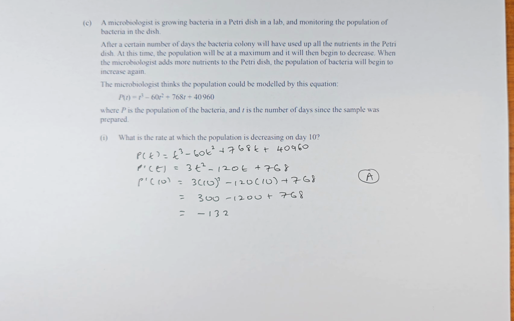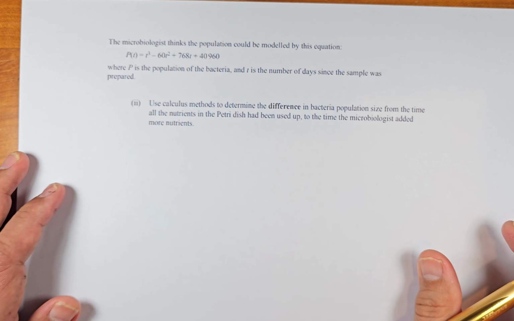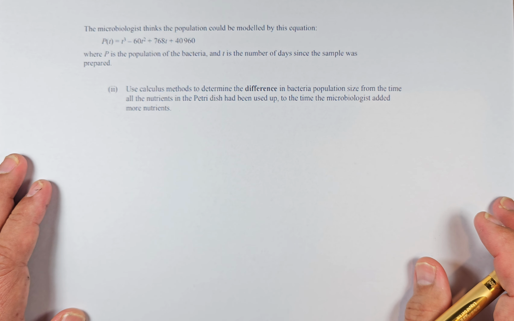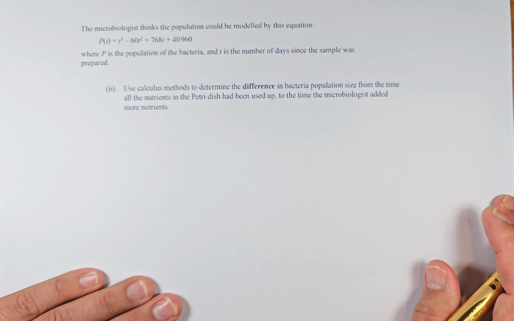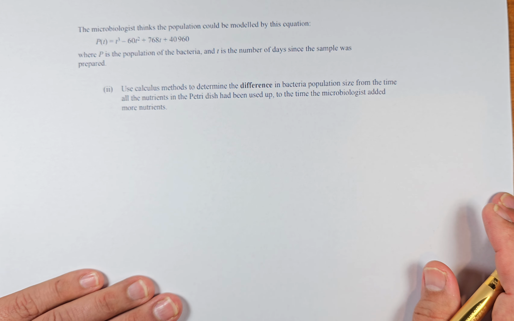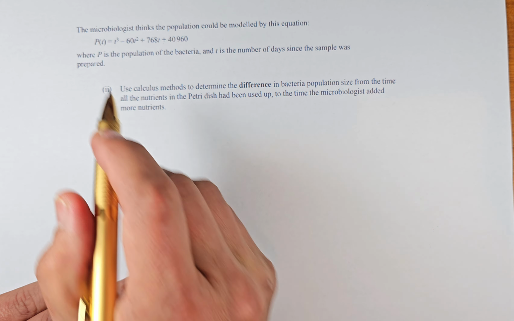So now we shall do part 2, which is an excellent part. So part 2 sounds like this. Okay, so we are going to read the question again, okay? So the first part is the same. So the question is, use calculus method to determine the difference in bacteria population size from the time all the nutrient in the petri dish has been used up to the time the microbiologist added the more nutrient. So this is the equation.